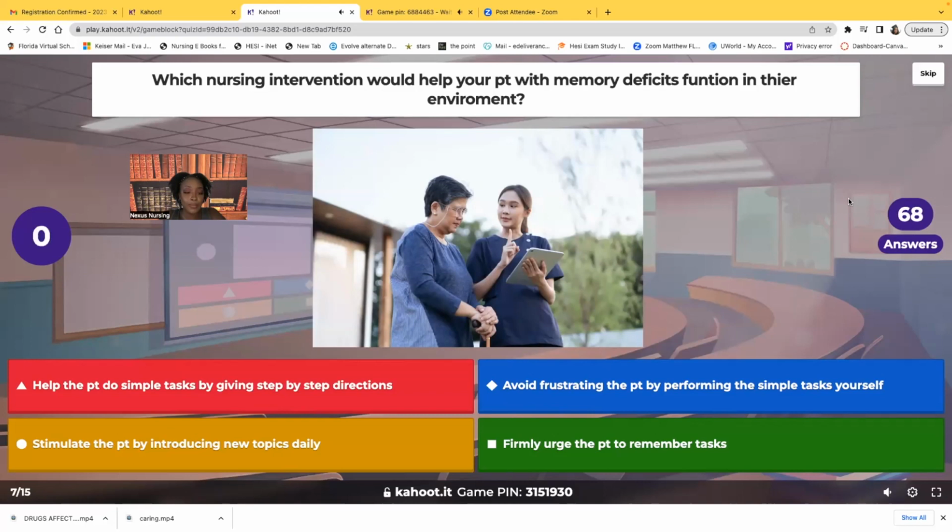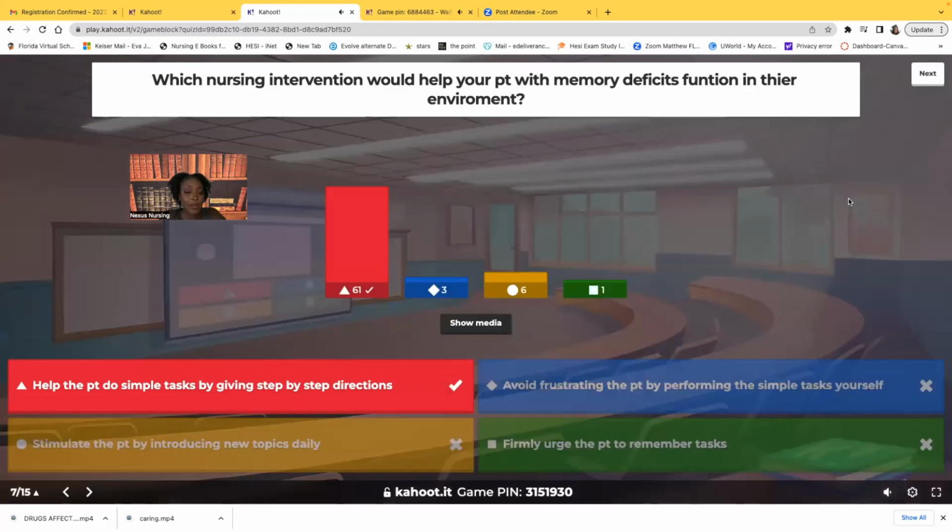Okay, very good. Help the patient do simple tasks by giving them step-by-step directions. Let me explain what I mean by step-by-step. If the patient has to brush their teeth, you cannot say to the patient, I want you to pull out your toothbrush, put the toothpaste on the toothbrush, wet the toothbrush and then brush your teeth. You have to say to the patient, I want you to pull out your toothbrush. They pull out the toothbrush. I want you to put toothpaste on your toothbrush, then they do that. Then you tell them, I want you to wet your toothbrush, then they do that. Then you tell them, I want you to go across your teeth with the toothbrush. That's what I mean when I say step-by-step directions.